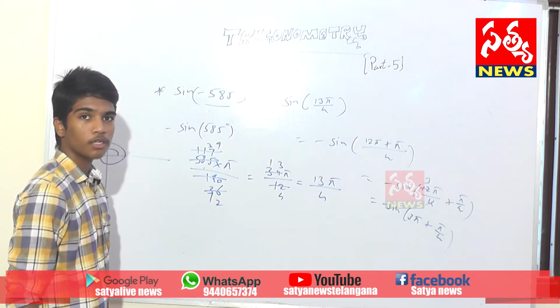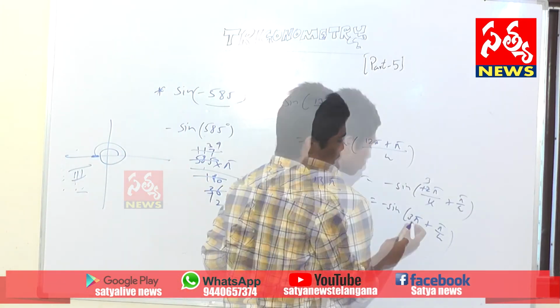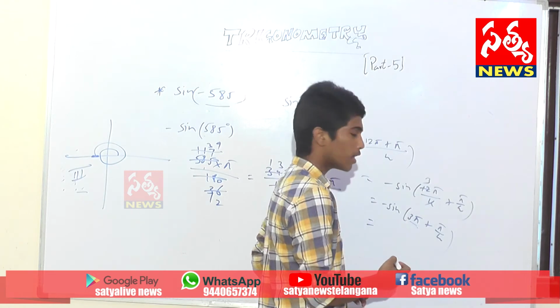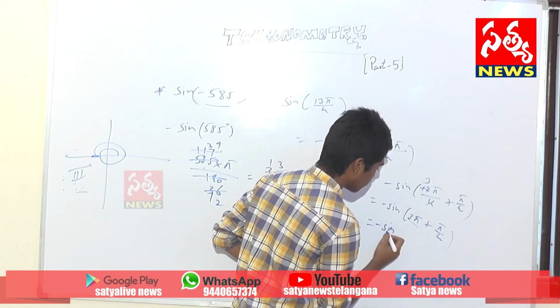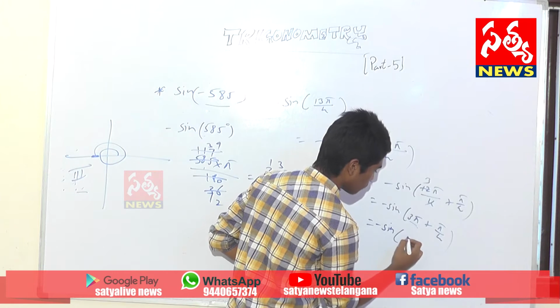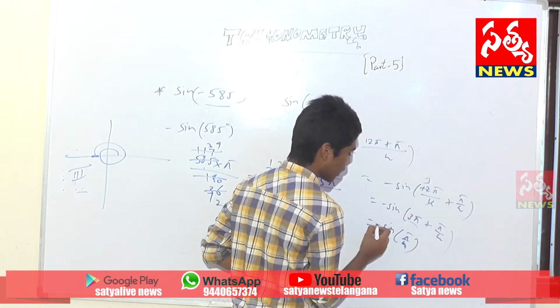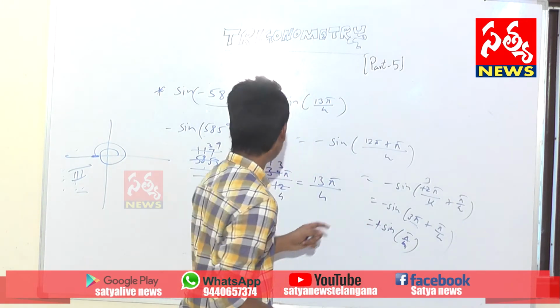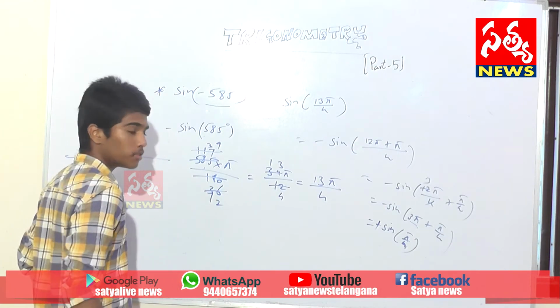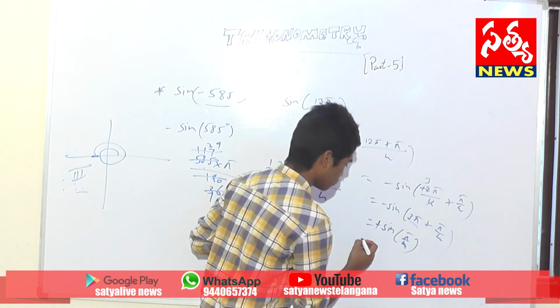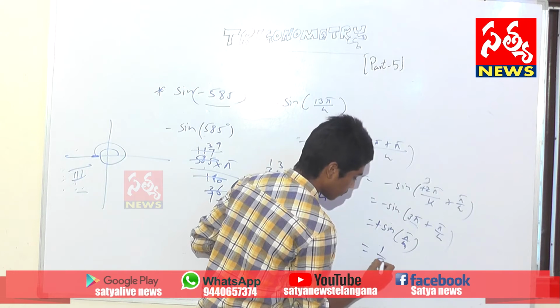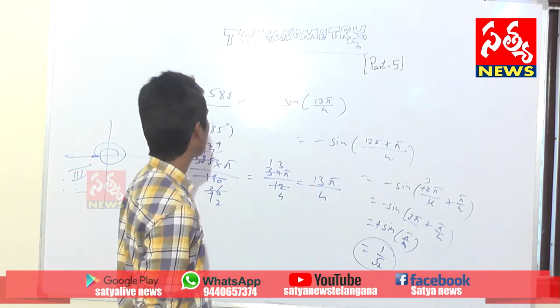In third quadrant, sine is negative. There is pi, so we will not get cos. We get same as sine pi by 4, and here minus gets plus. As there is minus, and here we get one more minus. Minus of minus gets plus. Sine pi by 4 is 1 by root 2. So 1 by root 2 is our answer.